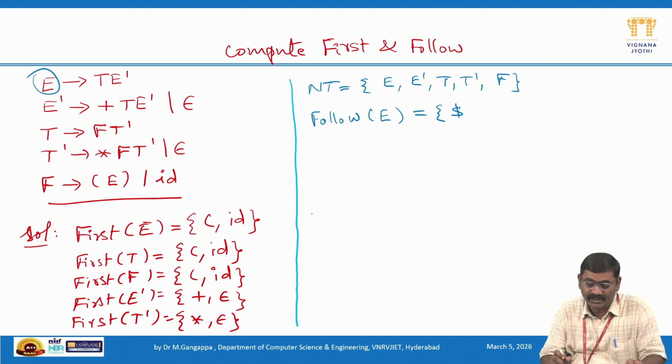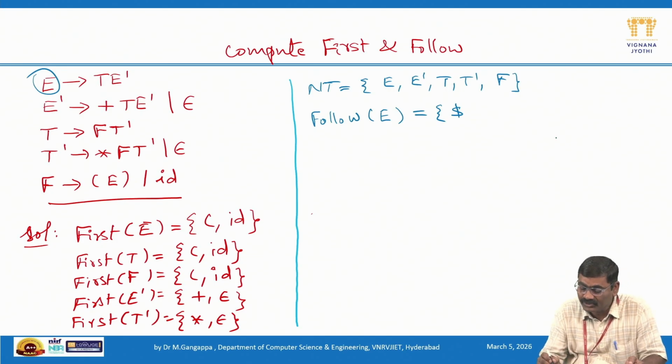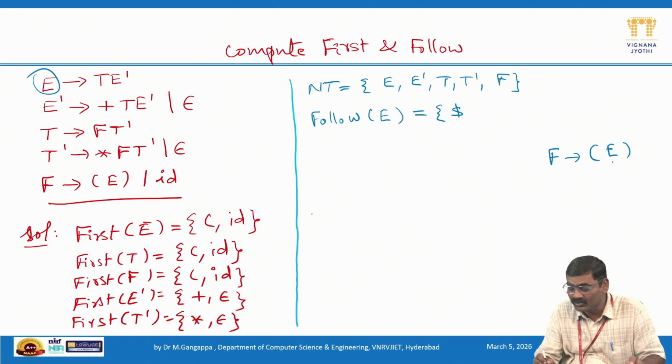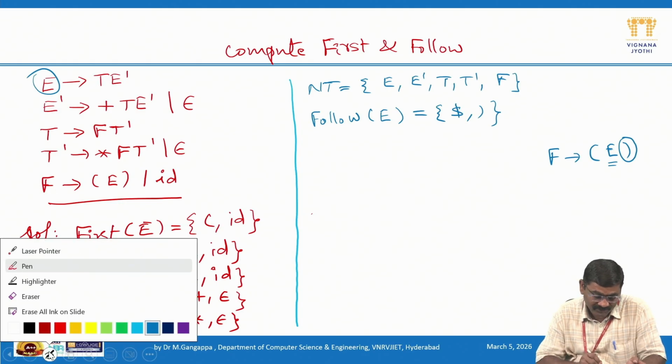To compute follow of capital E, we should take the appropriate production. Which production is right to compute the follow of E? E should be in the RHS of the production. In which production is E in its RHS? In the first production, there is no E in the RHS. In the second production, there is no E in the RHS. Third production, fourth production, fifth production, there is E in the RHS. So let us go with this: F gives open parenthesis, capital E, close parenthesis. Here E is in the RHS. So who follows this E? Only the terminal, that is close parenthesis. This is the answer. Is there any more production that has E in its right side? No more production. Therefore, we can close this.